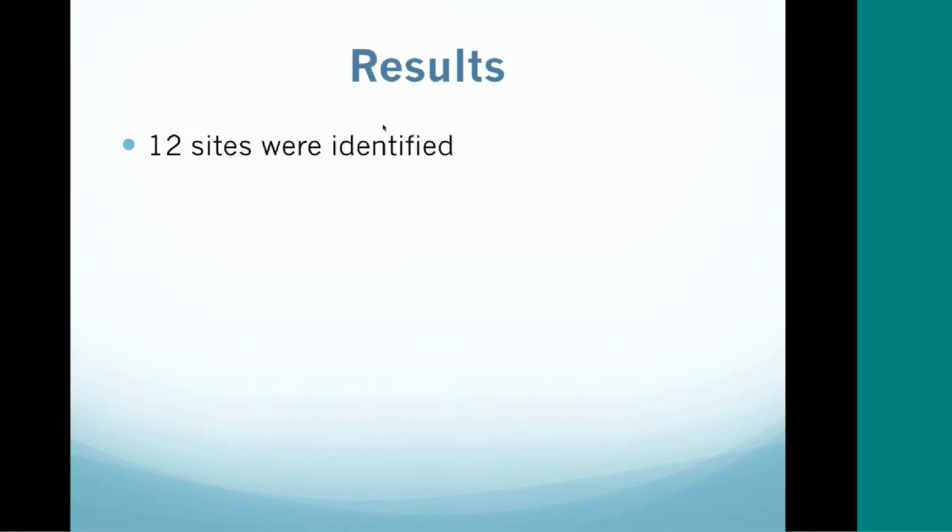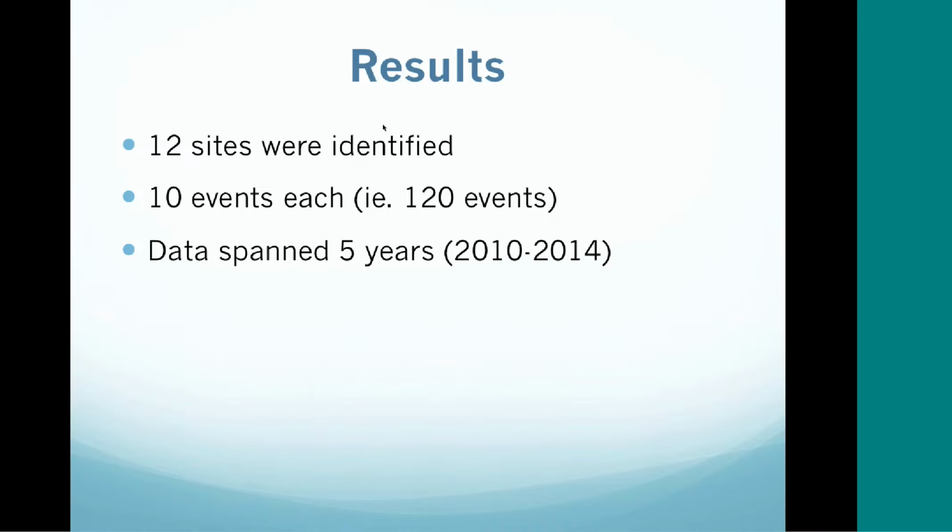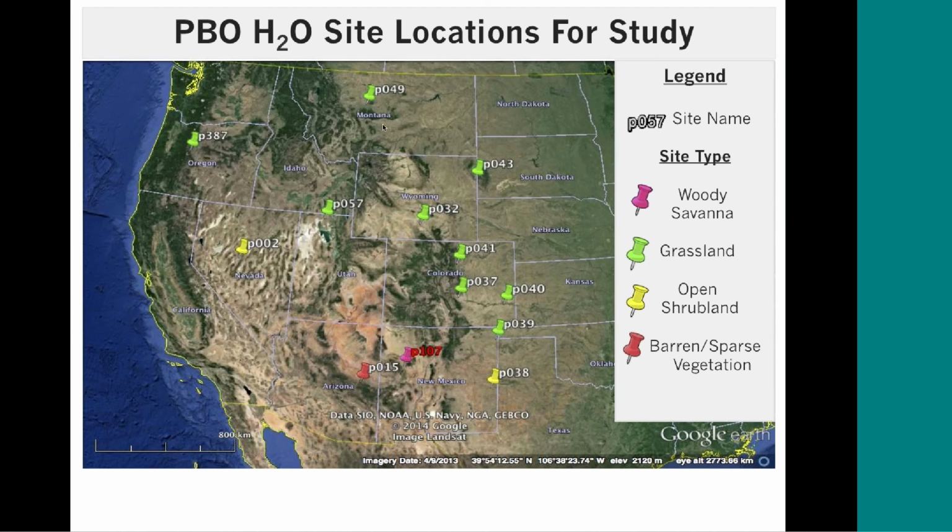So the results: we were able to find 12 sites, and from these 12 sites, each has 10 events, so 120 rain events. This is what we processed, 120 events. The data spanned 5 years from 2010 to 2014, and here are the data sets that I used throughout this study. As you can tell, we tried to separate out by vegetation and by state.